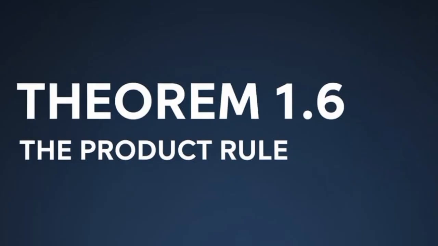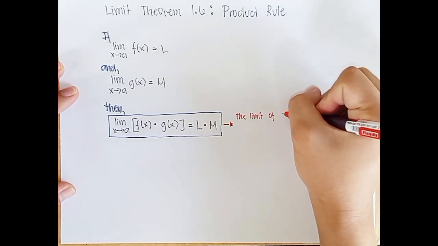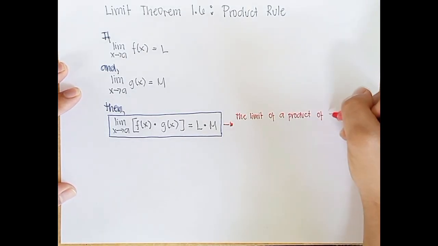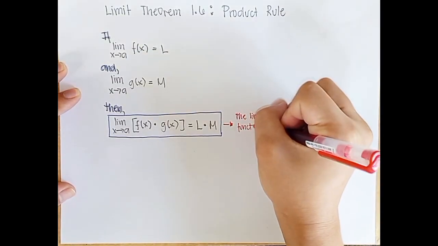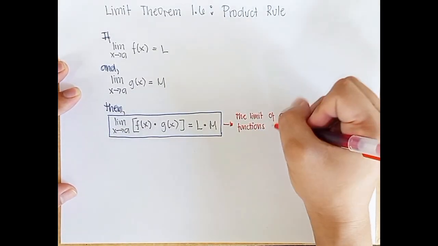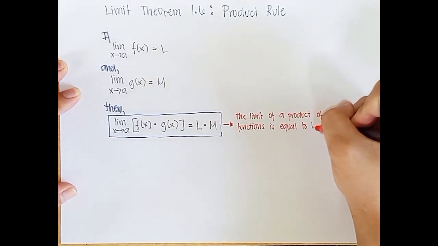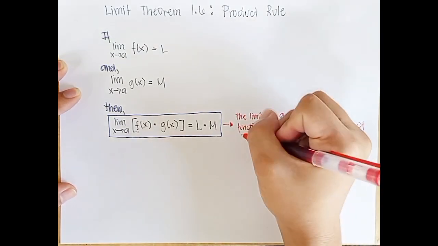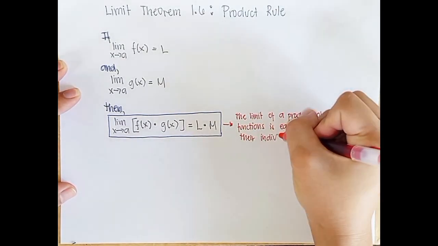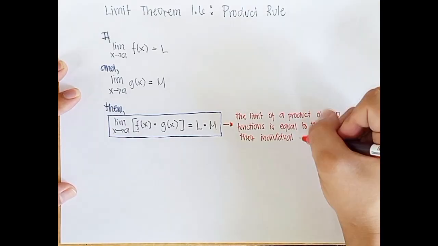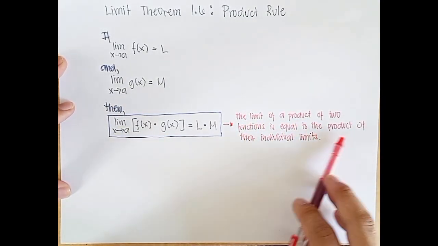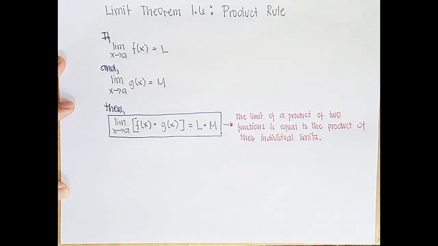Next, let's proceed to Theorem 1.6, the product rule. The limit of a product of two functions is equal to the product of their individual limits. The product rule for limits tells us that if the limits of two functions exist individually as x approaches some number a, then the limit of their product is just the product of their limits. This is valid only when both individual limits exist.